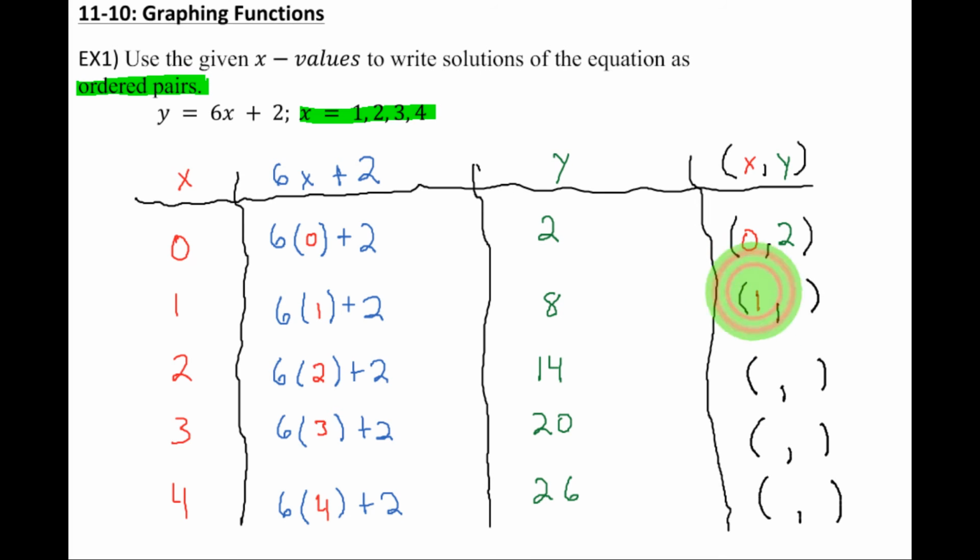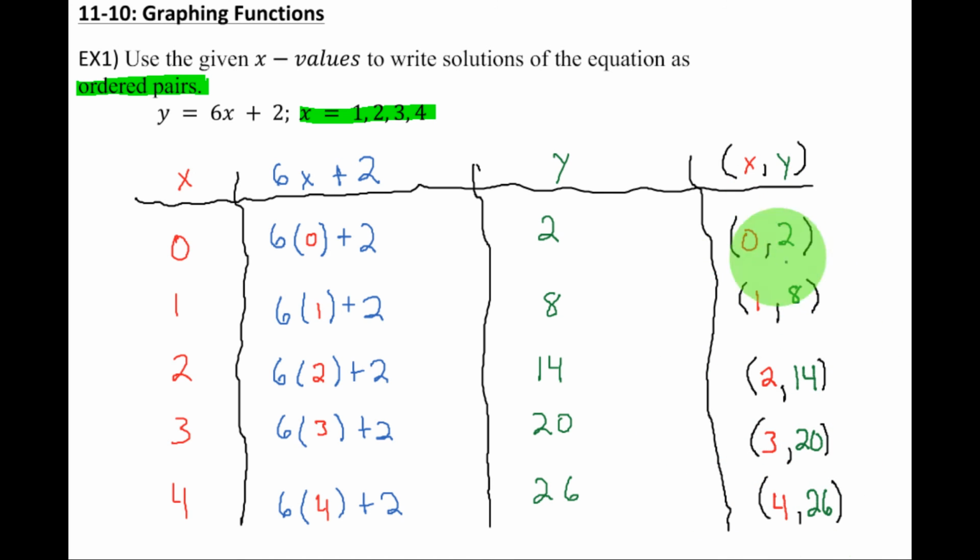So when x is 1, y is 8. When x is 2, y is 14. When x is 3, we found that y is 20. And when x is 4, y is 26.